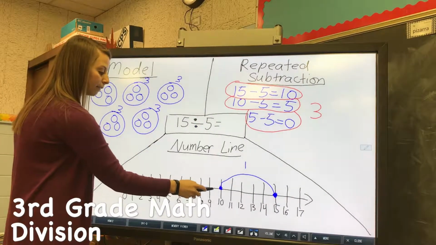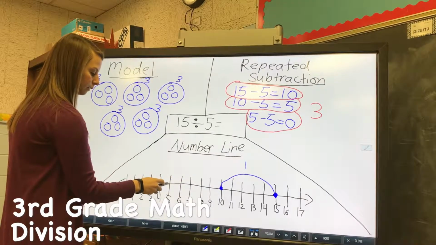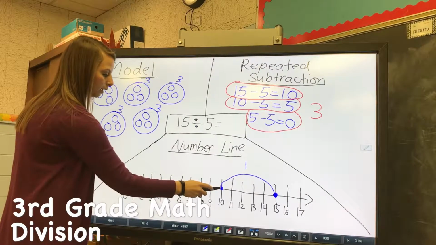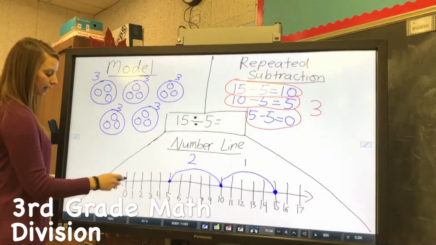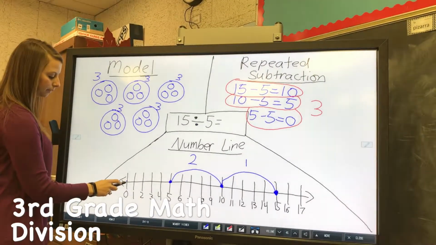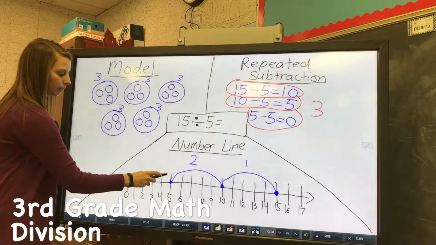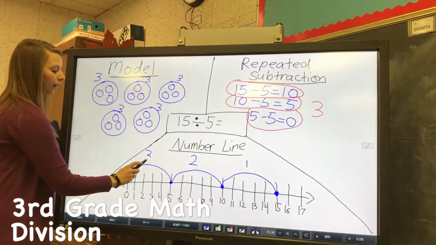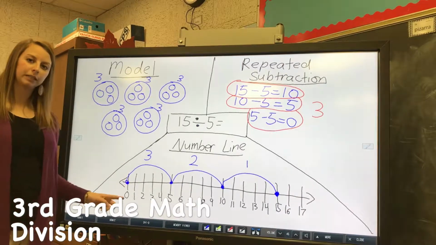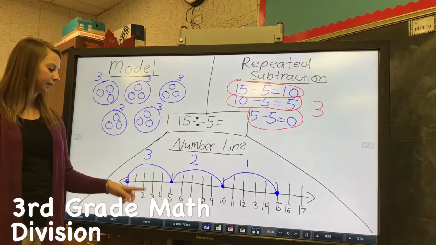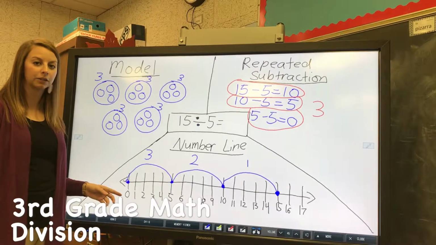And I'm going to take 5 away again, make a dot and another jump, my second jump, and then I'm going to count 5 again and end on 0. Make sure you end on 0. And that would be my third jump. Again, ending on 0 is important. If you end on a different number, you might have made a mistake in your jumping and you should probably go back and try it again.